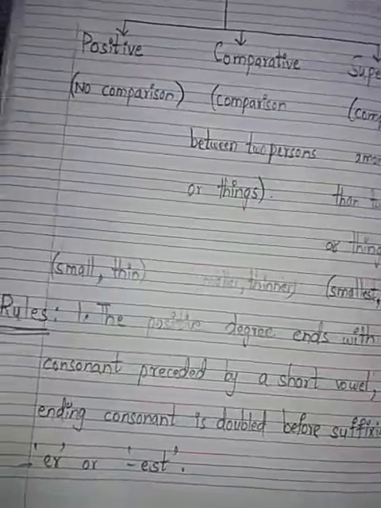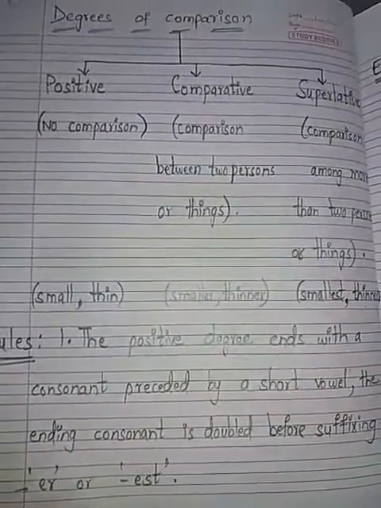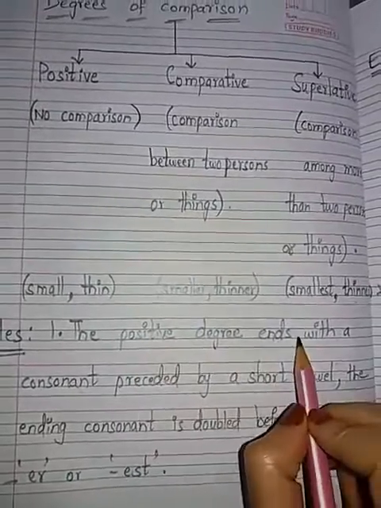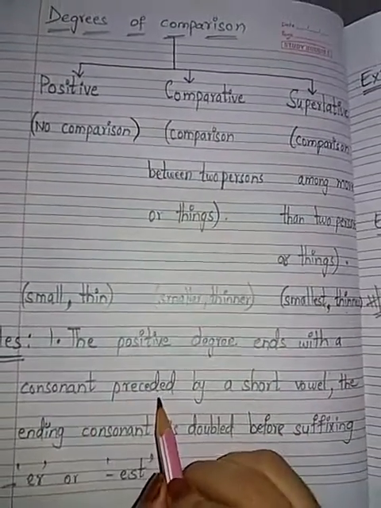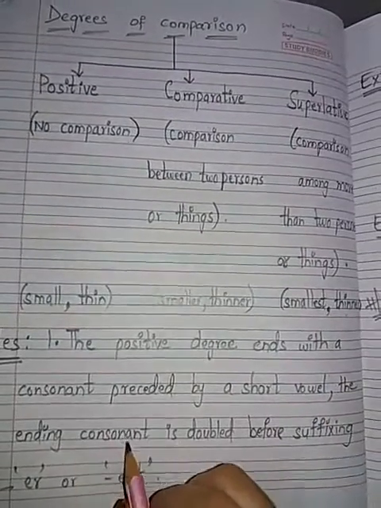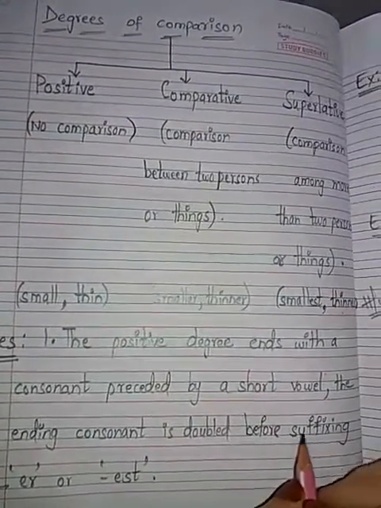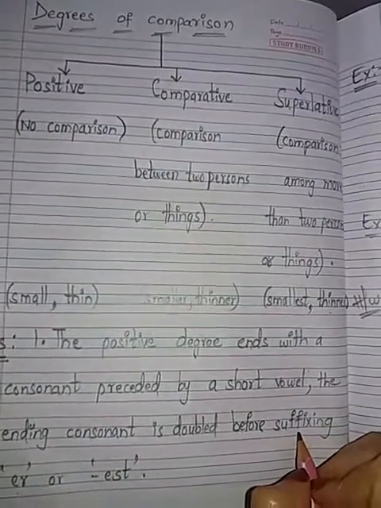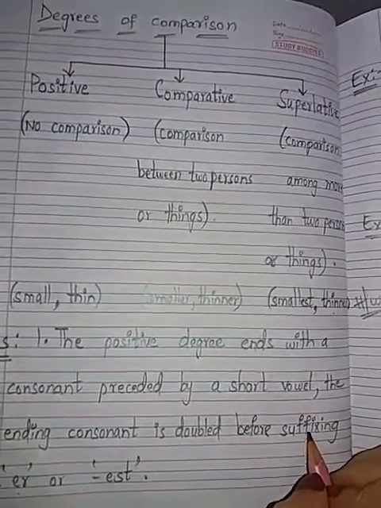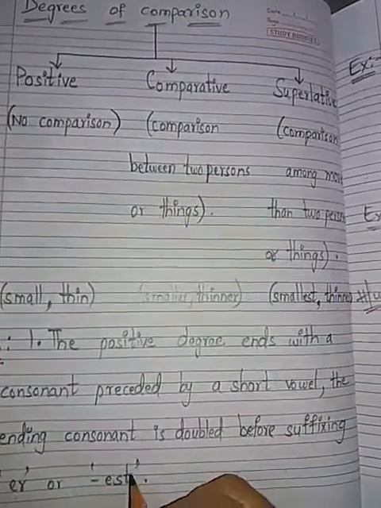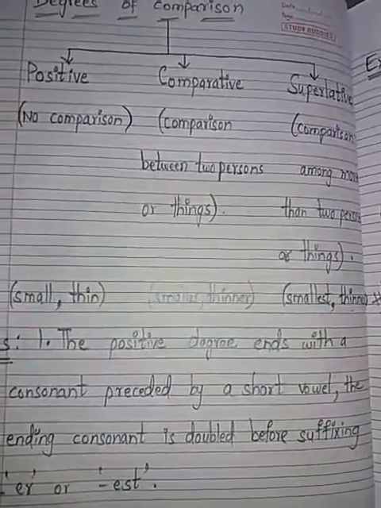Alright, so here are some rules. Today I will be going to explain you. So rule 1, if the positive degree ends with a consonant preceded by a short vowel, the ending consonant is doubled before suffixing er or est. What do you mean by suffix here? Suffix is nothing but we have to add to the given word er or est. Suffix means baad mein, later.